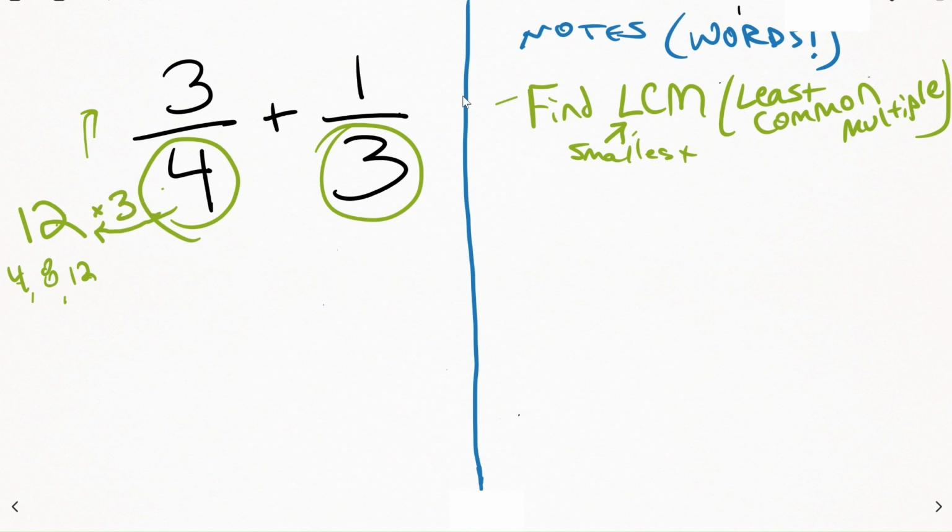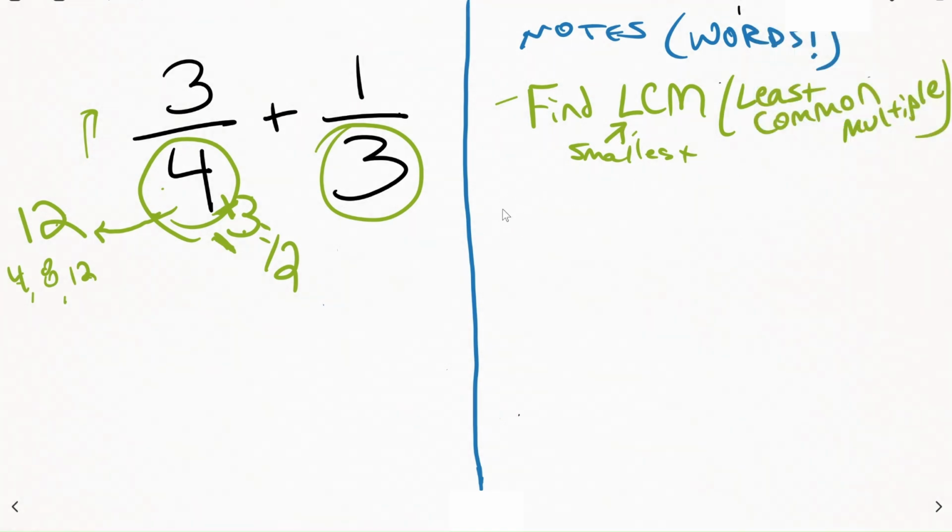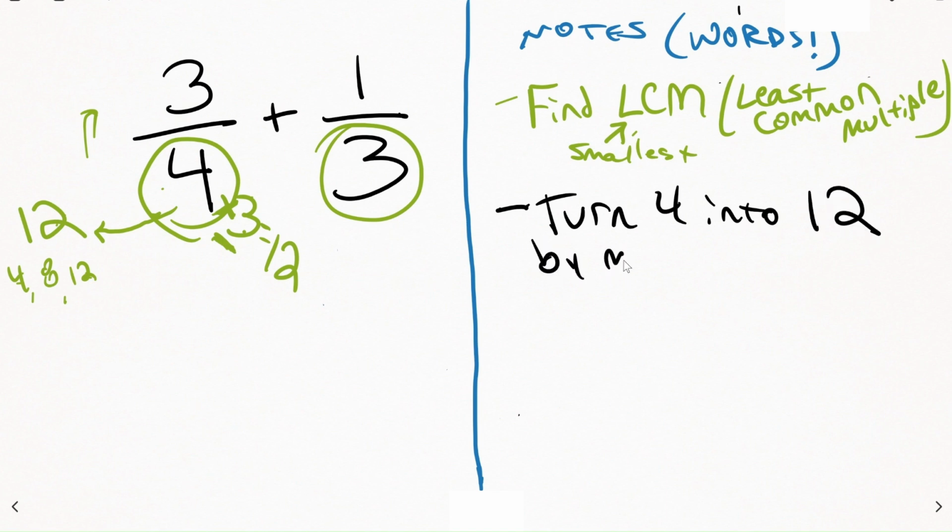I kind of wrote that backwards, so that's kind of confusing. So 4 times 3 equals 12. And so remember that 4 times 3 is the number we multiplied the 4 by to get 12. Well, what we did on the bottom, we have to do on the top. So let's make a note first on our notes section. Let's see, how can we put this? Turn the 4 into 12 by multiplying.